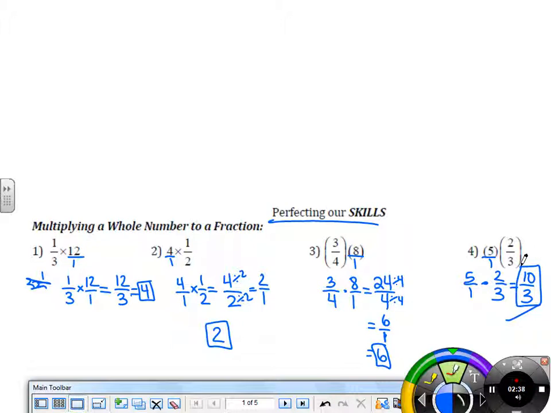Okay? So when we're multiplying a whole number to a fraction, we can make the whole number a fraction by putting a 1 in the denominator and then treat it as we normally would with our fraction operations. If you need to ask the sub to pause the video to copy anything down, ask them and then finish copying what you need to copy before we move to the next slide.